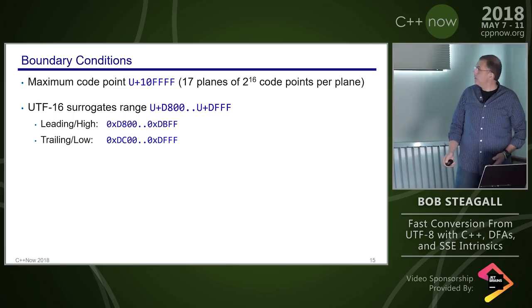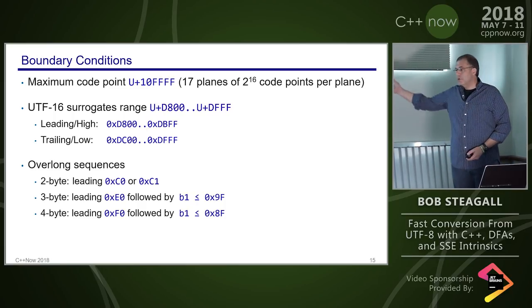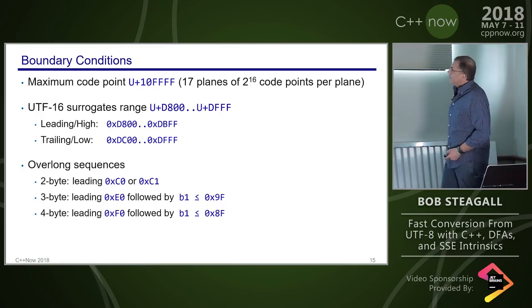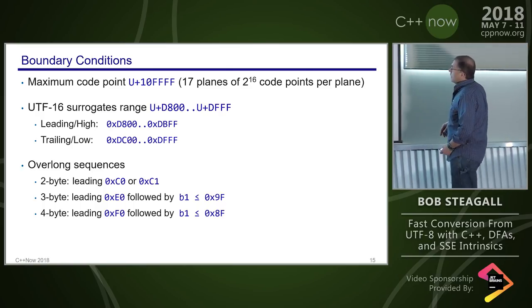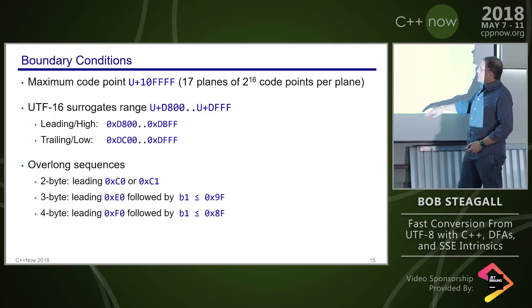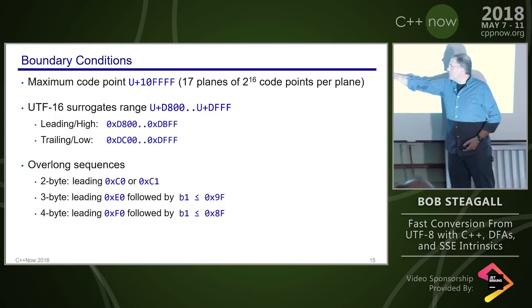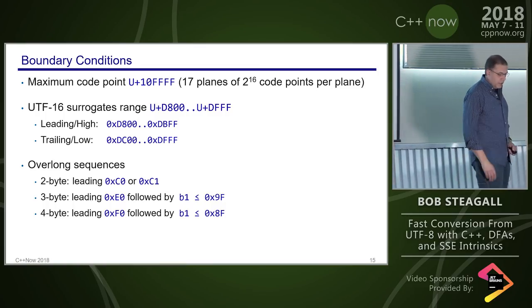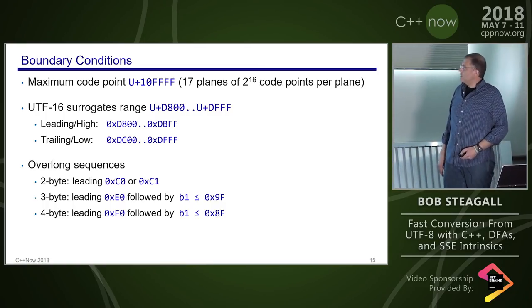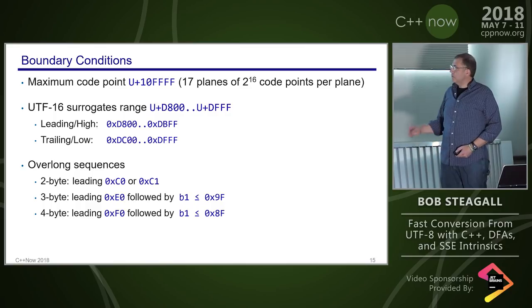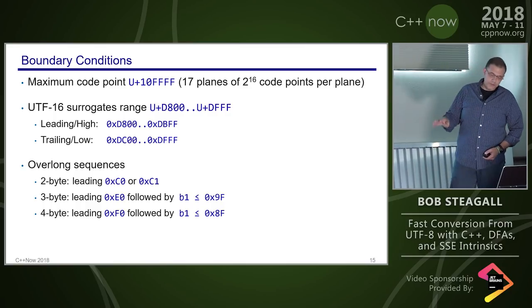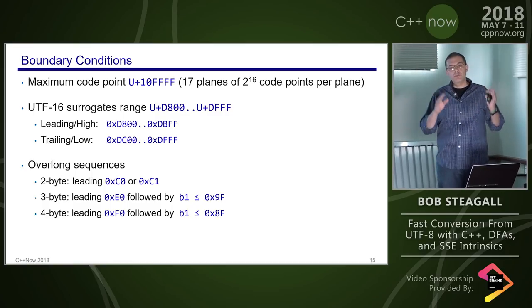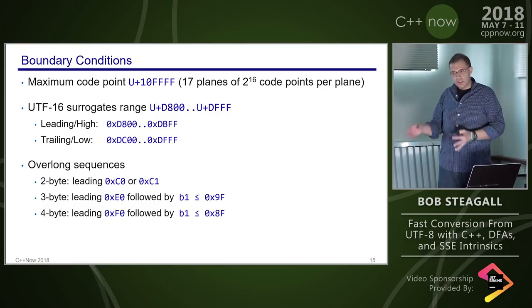And also, we just saw the overlong sequences. 2-byte overlong sequences will always begin with the byte C0 or C1. If the leading byte is C0 or C1, that means I'm using only 7 bits of information in a 2-byte sequence, and the sequence is therefore overlong. That's why valid 2-byte sequences always begin with C2.